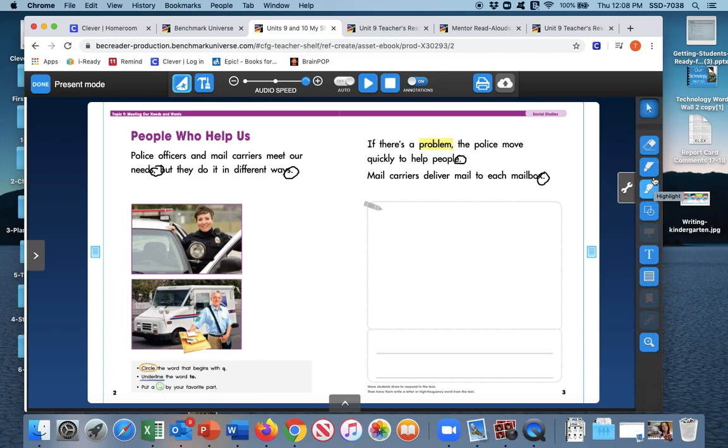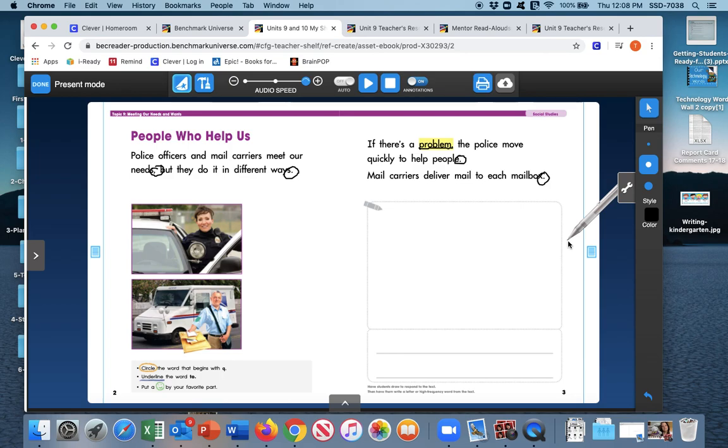So I am going to erase it right now. Oops, it's not letting me erase. Oh well, that's okay. We'll just leave that one highlighted this one time. I'm going to take my pencil and underline it. There we go. So if there's a problem, then a police officer comes and helps us. So that's one of the ways that the police help us.